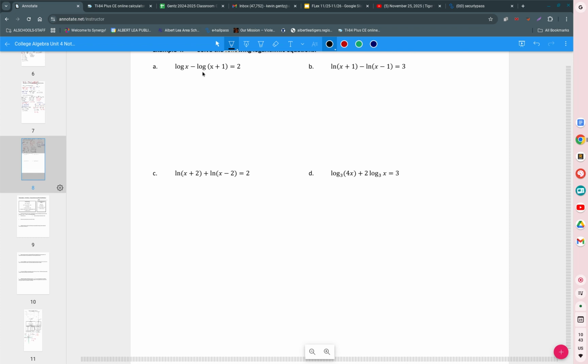All right, our last 4 examples here. What do you notice is different about these 4 problems compared to the other ones we did? We want to create a single logarithm, and you can do that by turning subtraction into division. So I have the log of x over x plus 1 is equal to 2. Notice how I took that subtraction of 2 logarithms of the same base and made it into the division of 1 logarithm.